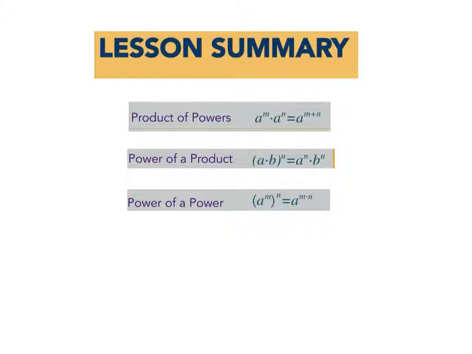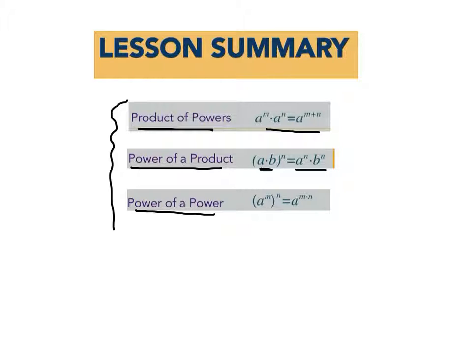So the summary, these are the 3 rules that we kind of went over. The product of powers means that you're going to add the exponents together. The power of a product, so you're taking these products and raising them to a power. You have to apply the individual power to each of the factors. And then if you take a power of a power, that's when you multiply them together.